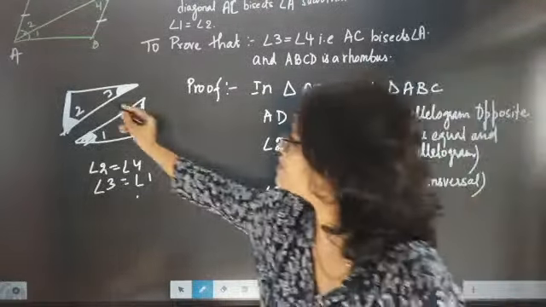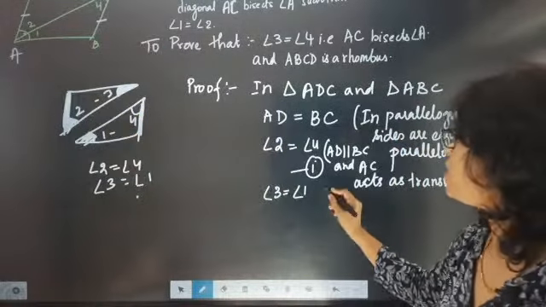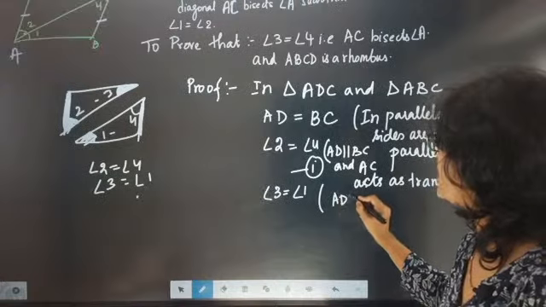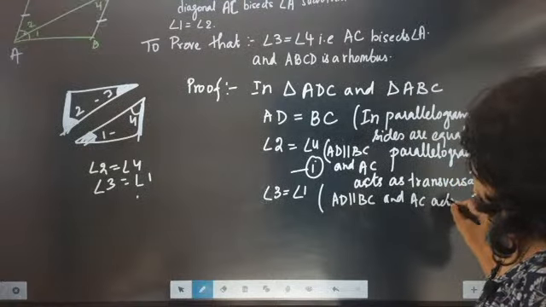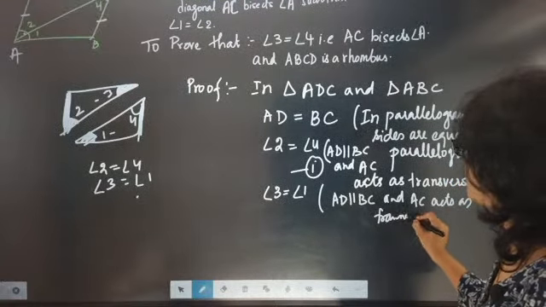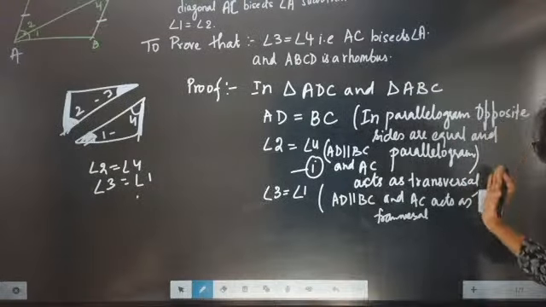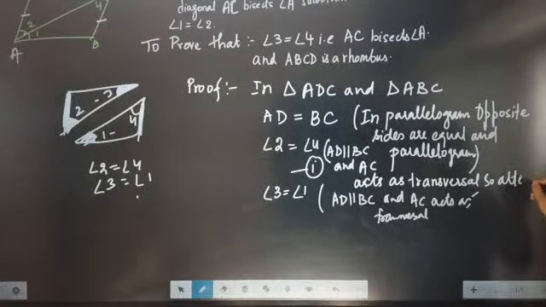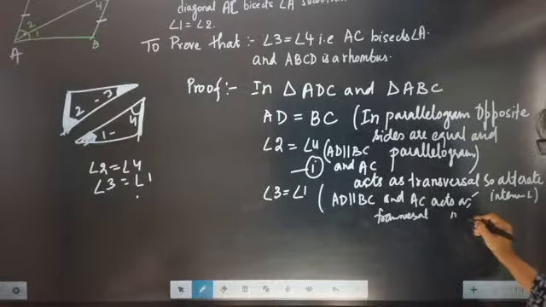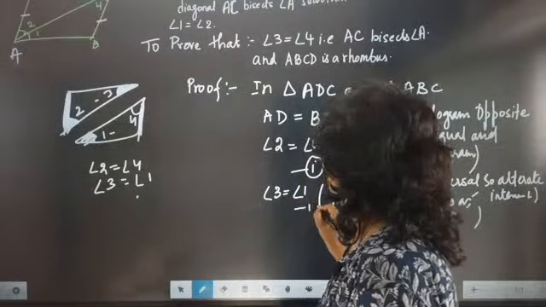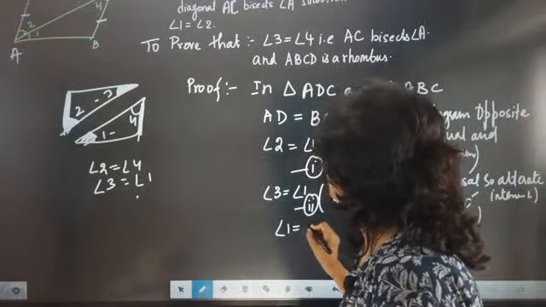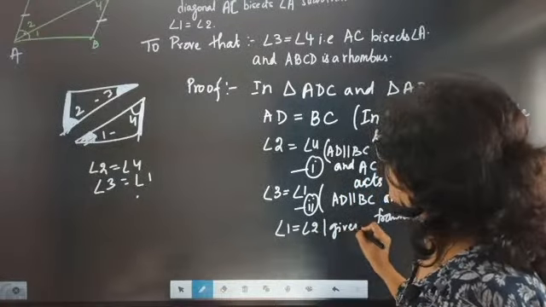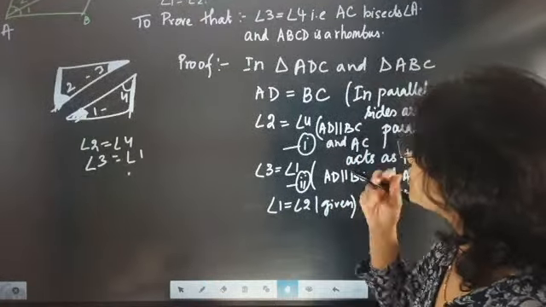So first I told that angle 1 will be equal to angle 3. Why? Again, AD is parallel to BC and AC acts as transversal, so alternate interior angles are equal. So here I am writing all the important points, that is angle 1, I am taking it as equation 2. And already in the question it is given that angle 1 equals angle 2.